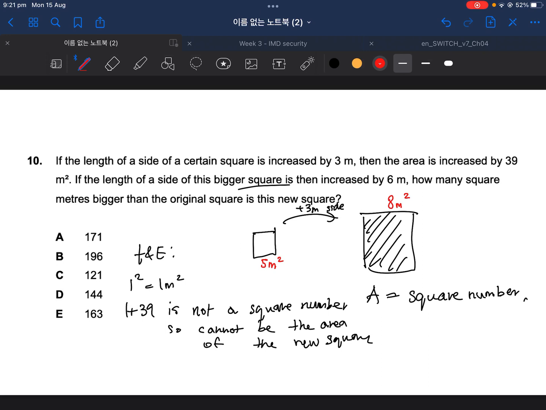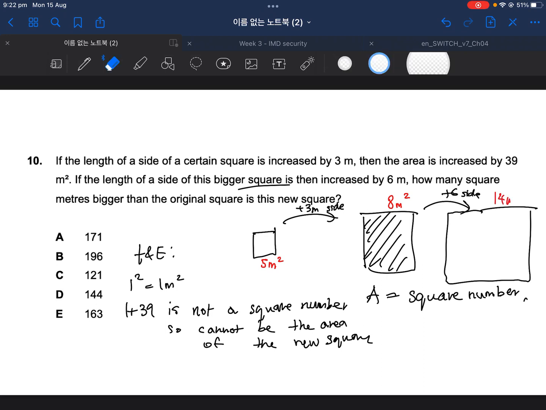And then, what does the next question say? If the length is then increased by 6, right? Then it must mean that the next side length is 14. Not 14 square meters, I shouldn't write square meters. It should be 14 meters. Then this area is 14 squared, which equals 196 meters squared.